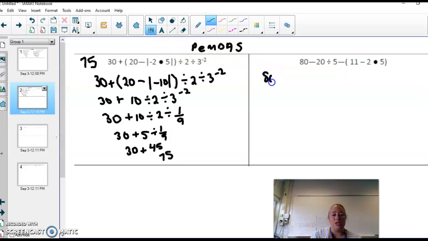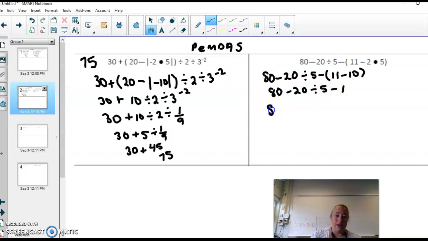Okay, parentheses first. 80 minus 20 divided by 5 minus. Okay, within the parentheses, the multiplying comes first. So 2 times 5 is 10. Finish off your parentheses. 11 minus 10 is 1, and the parentheses go away. Go back to PEMDAS, multiplying and dividing. So I see a dividing problem. 20 divided by 5 is 4. Now it should be easy. 76 minus 1 is 75.